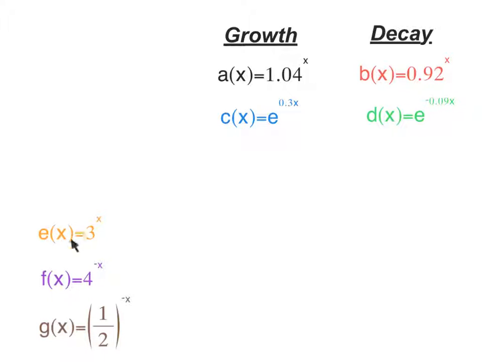Now, for these next ones, what we do is you look right here. Is this bigger than 1 or smaller than 1? But if it has a negative power, something strange is going to happen. So since this is bigger than 1, this is going to be a growth. So stick it in the growth category. But these two are rather different.